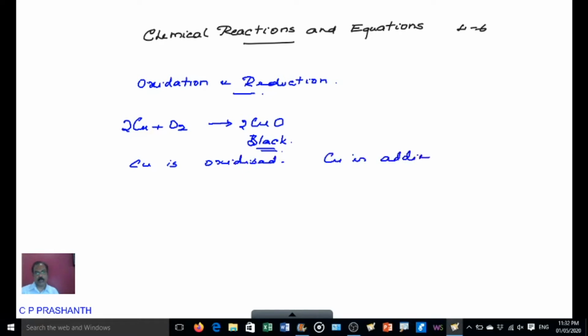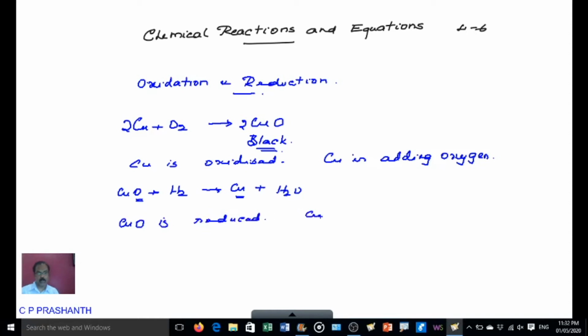Now let us see what happened when hydrogen was passed through CuO. You have observed that you got copper back. This happened because hydrogen removes oxygen from CuO. So basically CuO is losing oxygen, therefore it is a reduction process. So CuO is getting reduced because it is losing oxygen. Let us see more examples now.